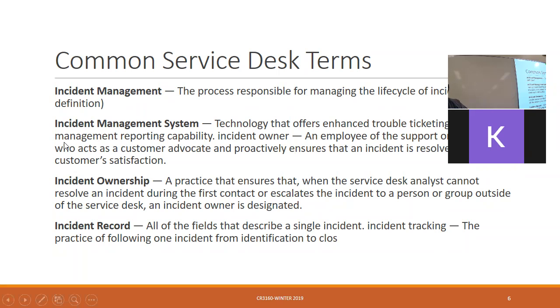The idea is that the incident record would be that ticket. And as it says there in the notes, the incident record or the ticket would have many fields in it, which would be filled in by the service desk personnel.